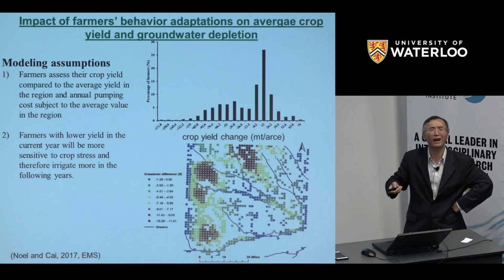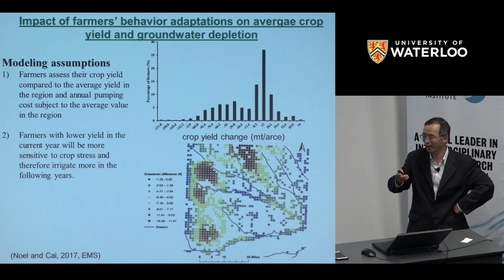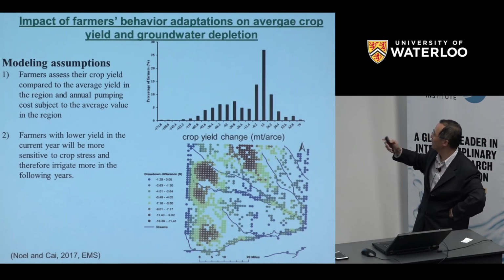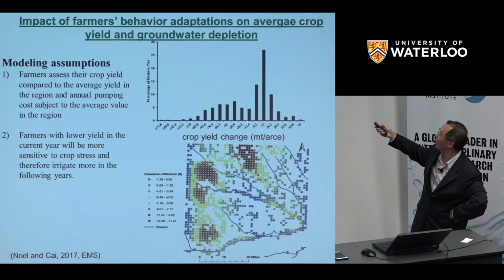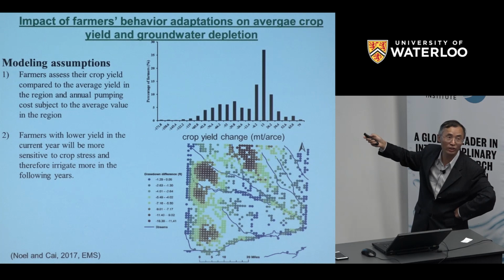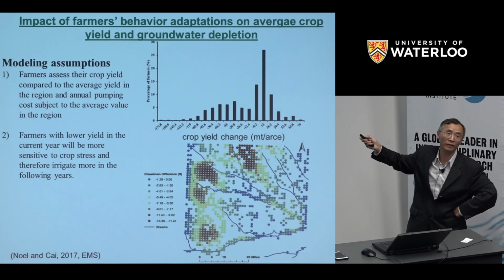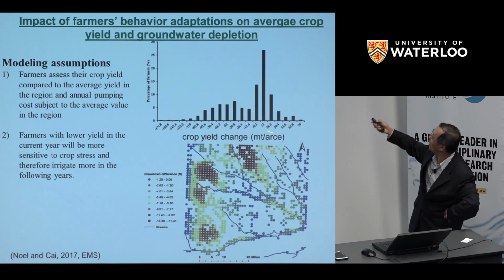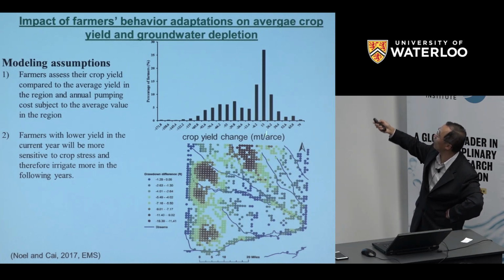Those assumptions are reasonable, but they may not be rare in the world, right? Because we always have some kind of bounded rationality in the real world. But here we make these reasonable assumptions and look at the results. Because they also account for the pumping cost, even if they become more sensitive, it doesn't mean they will get more profit, more irrigated yield. But a larger percentage of farmers will get an increase of the crop yield.